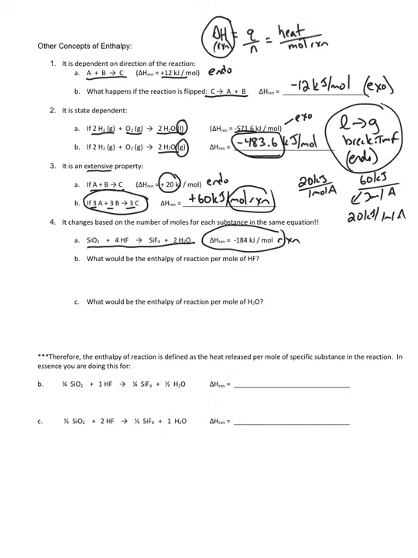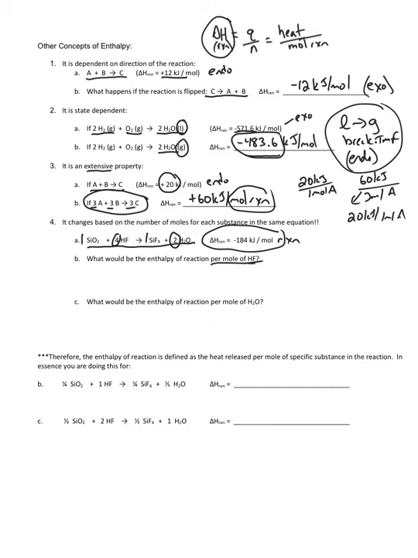So how the reaction is written, if I react 1 mole of silicon dioxide with 4 moles of HF, I'm going to produce 1 mole of SiF4 and 2 moles of water. How this reaction is written, I'm going to produce negative 184 kilojoules of energy based on reacting 1 mole of SiO2 with 4 moles of HF. What would be the enthalpy of the reaction per mole of HF? Keyword: per mole of HF.